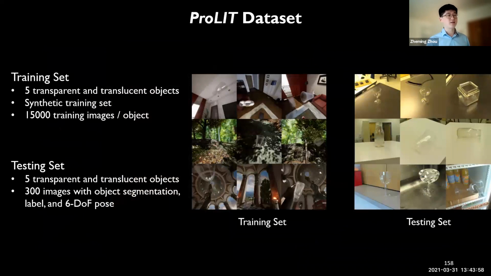The ProLIT dataset has a training set and a testing set. The training set is a purely synthetic light field training dataset, which has 5 transparent and translucent objects, with about 15,000 training images per object. For the testing set, we have the same number of objects, but with 300 images with object segmentation labels and the 6-degree-of-freedom pose manually labeled by ourselves.